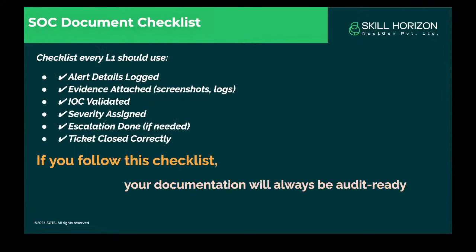So what particular document will you use? Once you create a detection rule or use case, you can document the alert details, evidences, IOCs, severity, escalation, or ticket close. So this will be the checklist for you. In every document, you have to include these. If you follow this particular checklist, your documentation will always be audit ready. Okay, so this is the report or template guide for you.